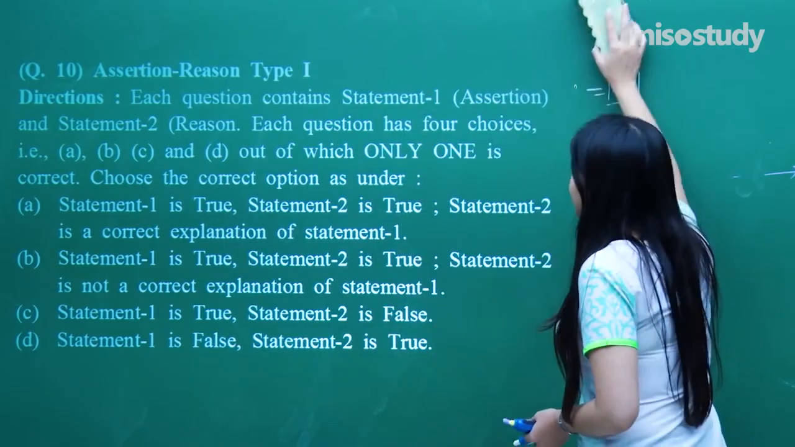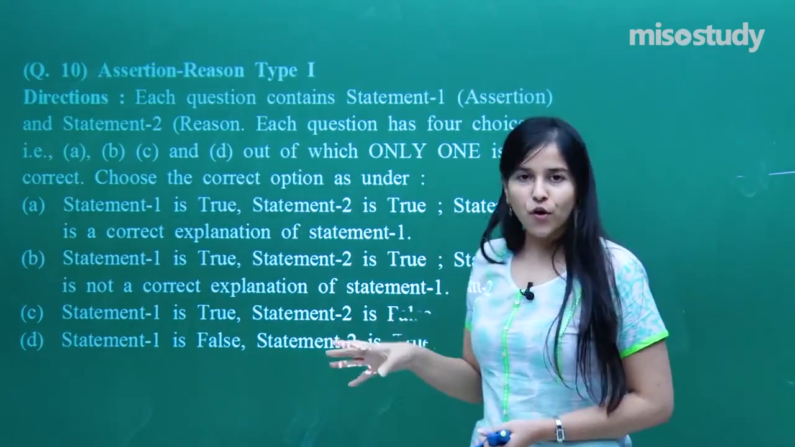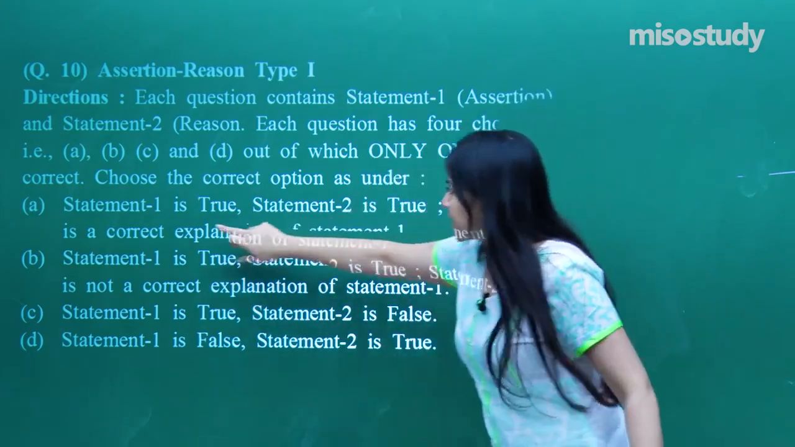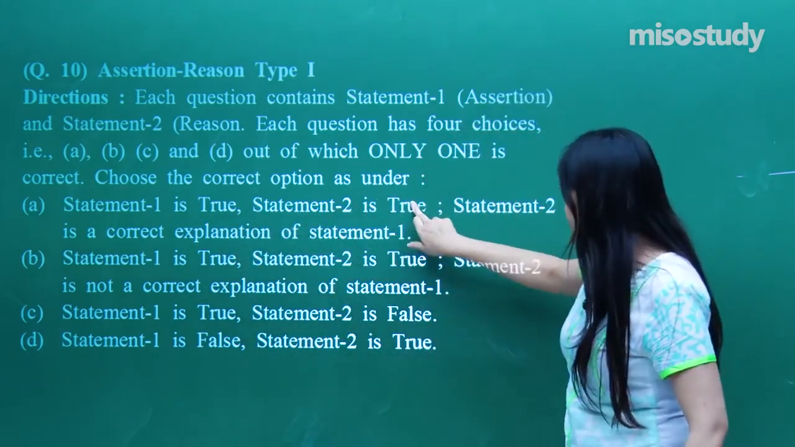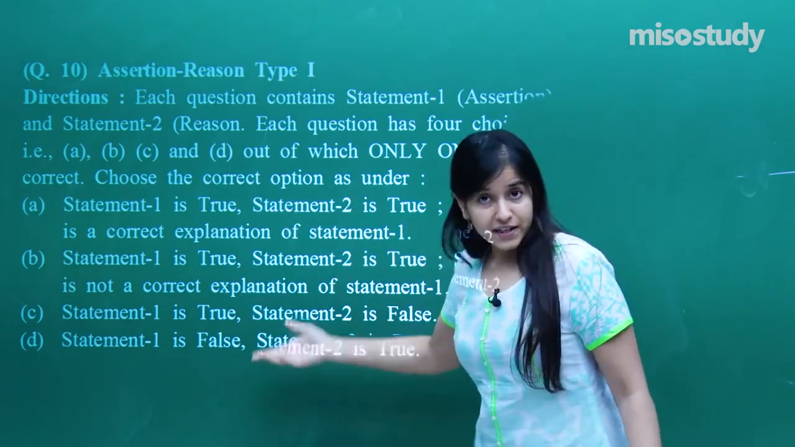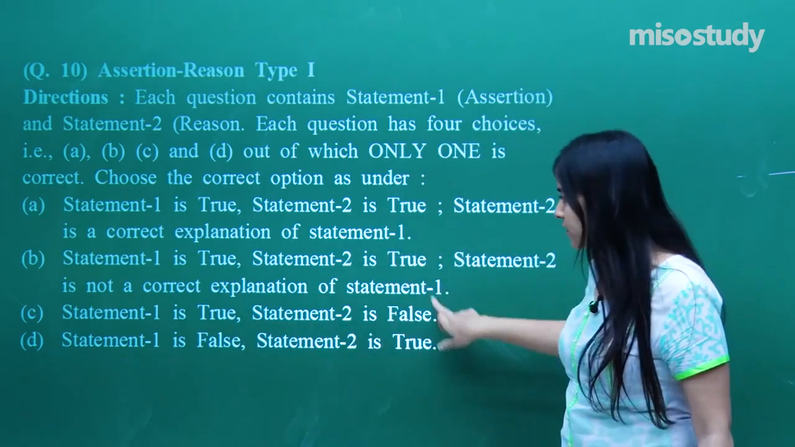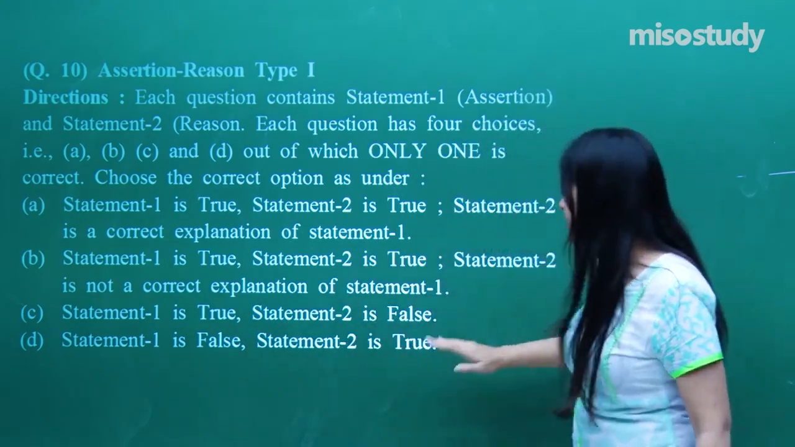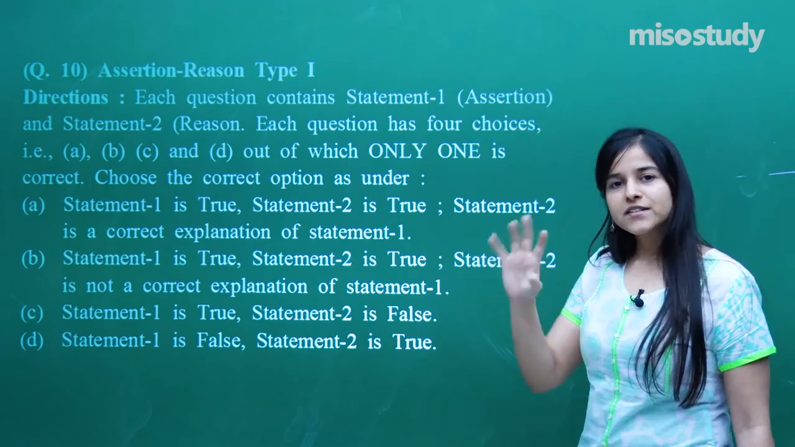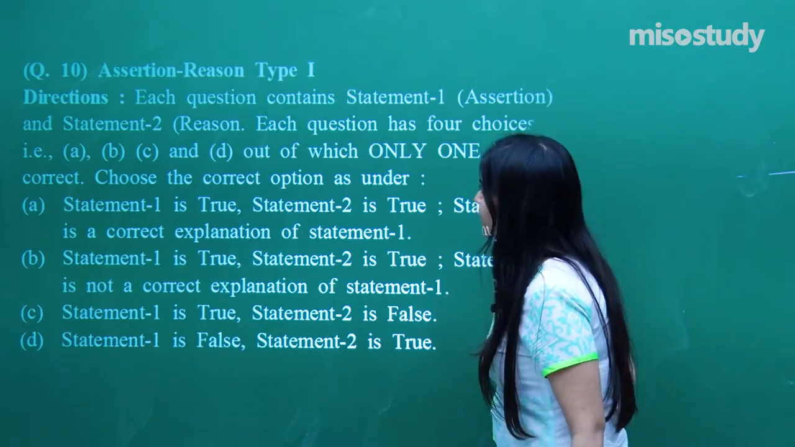Okay, it's an assertion reason type question. So the directions we already know. Statement 1 is true, statement 2 is true, but statement 2 is not the correct explanation, or maybe a correct explanation. Statement 1 is true, statement 2 is false; statement 1 is false, statement 2 is true. So that is how we are going to select the options. Let us just move on to the question.